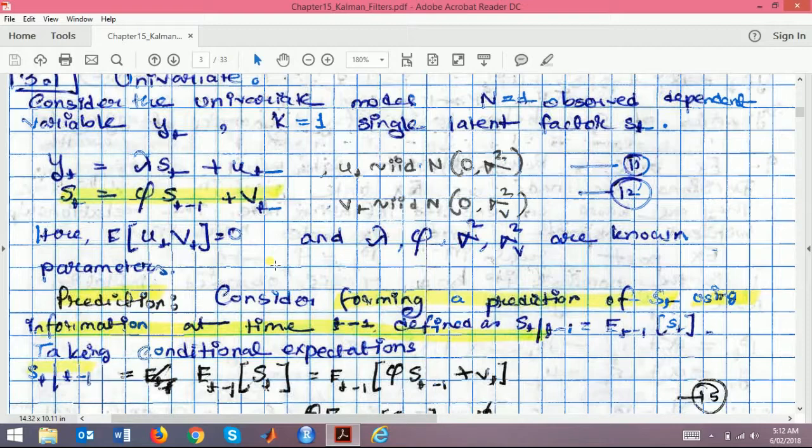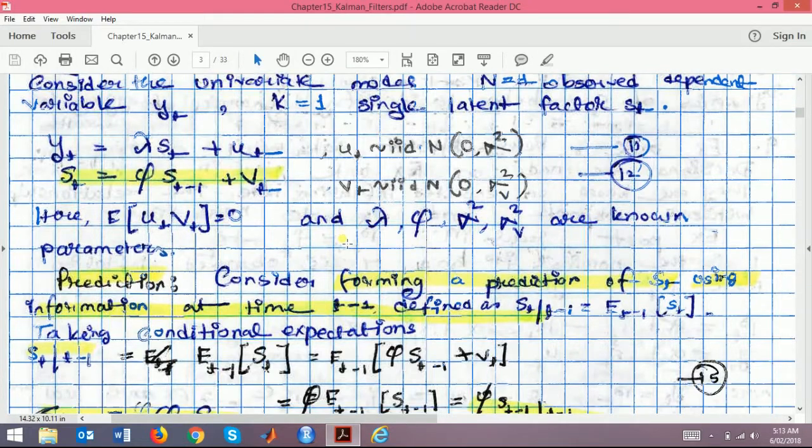Univariate. Consider the univariate model with n equals 1 observed dependent variable y and k equals 1 single latent factor s. So y equals lambda st plus ut is the measurement equation, and s equals phi st minus 1 plus vt is the state equation. Here the expected value of ut vt being zero means we are expecting the residual and the disturbance are not correlated. There is no relationship between these two variables, or there is no covariance. Hence the parameters lambda, phi, sigma square, the variance of the residual, and the variance of the disturbance term are known parameters. Basically, if they are not known, run a maximum likelihood estimation to estimate them.